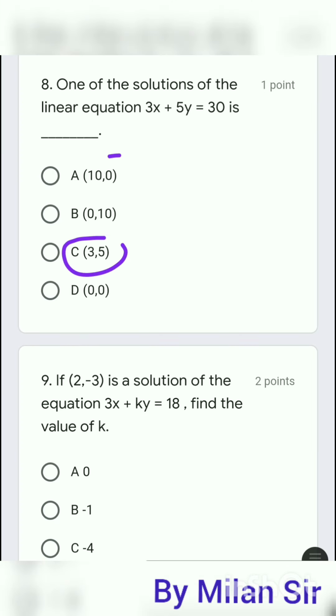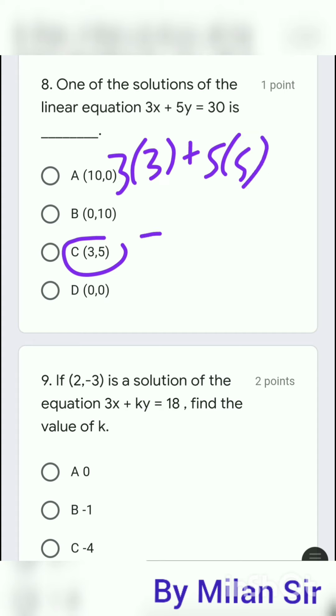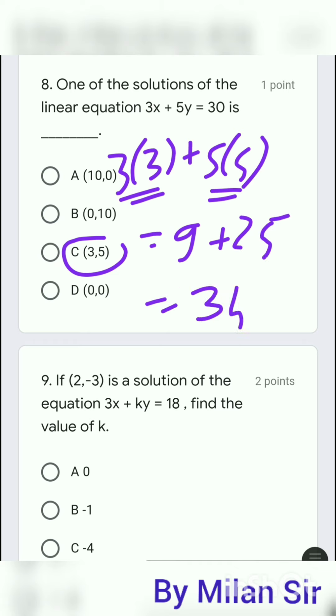So (3, 5): in place of x, 3, and in place of y, 5. So 3 3s are 9, 5 5s are 25, and 25 plus 9 is 34. So 34, it is different, right? That's why this is even the wrong option.